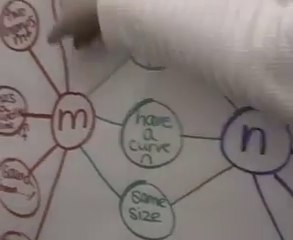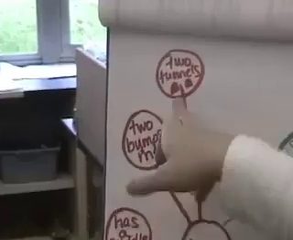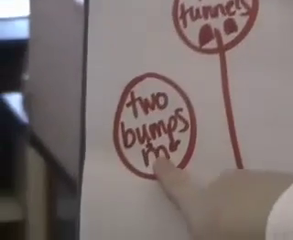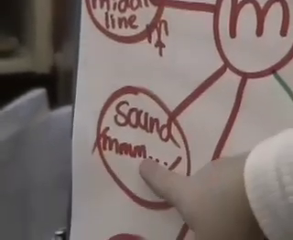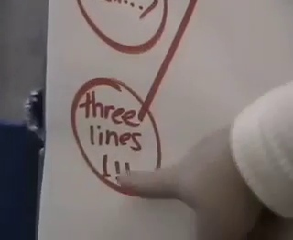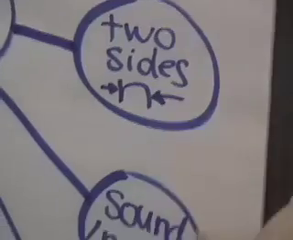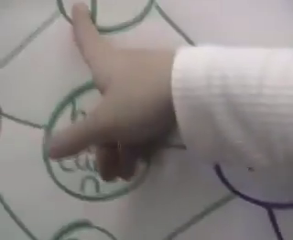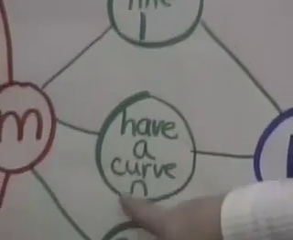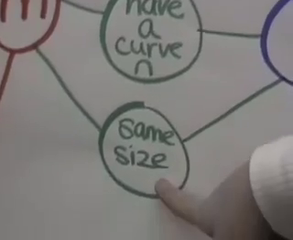And so they came up with the different ideas for the M: that it looked like two tunnels, that the M had two bumps, that the M had a middle line in it, that this sounds like, and that the M had three lines. They said that the N only had one bump, that it had two sides, that it sounds like, and that it looked like one tunnel. And then they recognized that both of them have a straight line on the side, that both of them are curved, and that both of them are the same size.